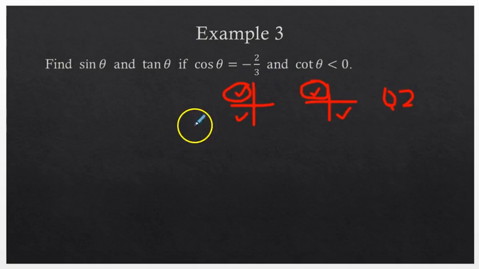Well, now that I have a triangle in the second quadrant, I can say, all right, that means my triangle must be going up and to the left for the terminal side.